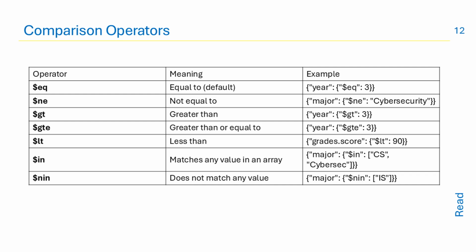As you can see from the table, we have operators for not equal, greater than or equal to, and so on. A particularly useful one is $in, which allows you to check if a field's value matches any of the values in a list you provide. For example, you could find all students majoring in either computer science or cybersecurity with a single condition. We will now see how to combine these operators to build even more powerful queries.